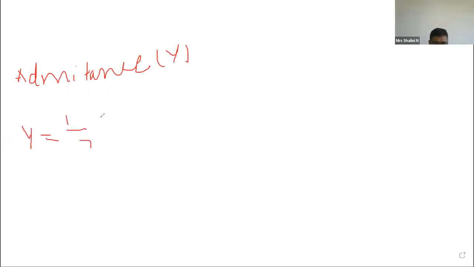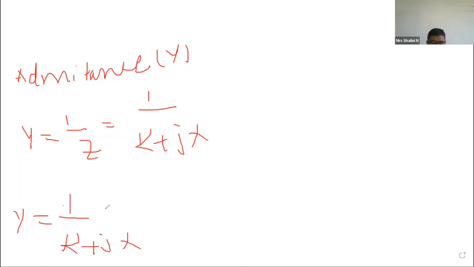Now I am going for admittance. Admittance is denoted by Y. So the Y equal to reciprocal of the impedance. What is the impedance? 1 by R plus jX. So Y equal to 1 by R plus jX into R minus jX by R minus jX.